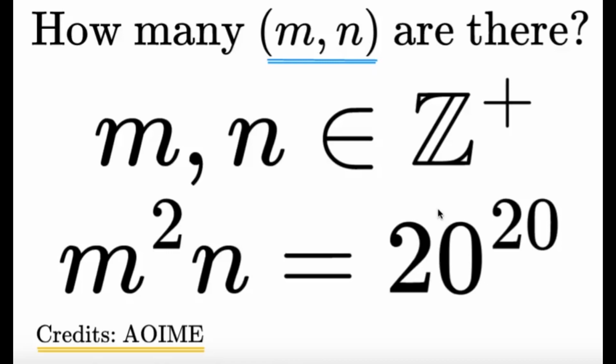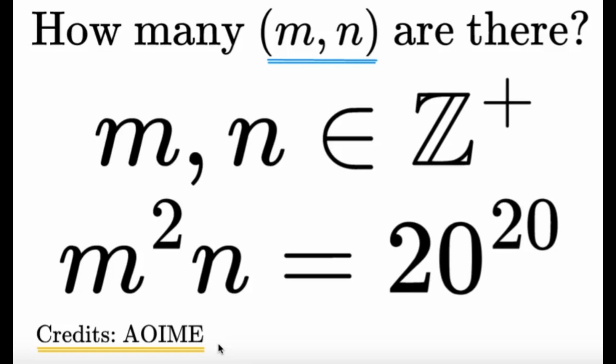Here's an item on number theory. How many ordered pairs (m, n) are there, such that m and n are positive integers, and m²n is equal to 20 raised to 20? Credits to the American Invitational Mathematics Examination for this item. As usual, pause this video if you'd like to give this item a try. But if you're done, let us dive into the solution.